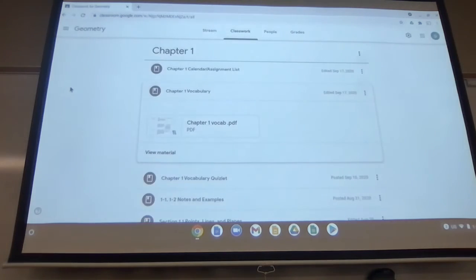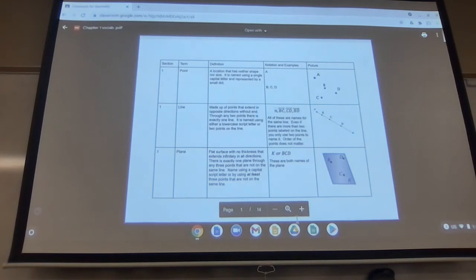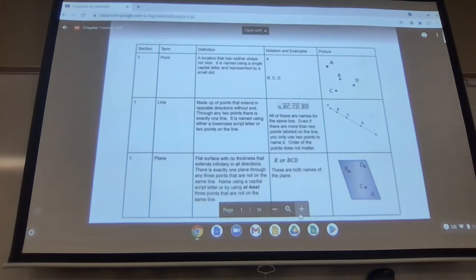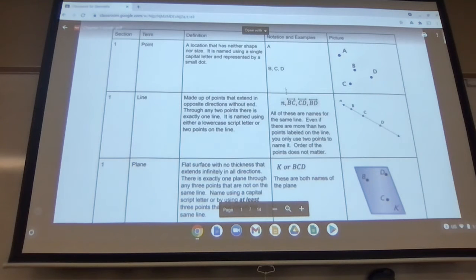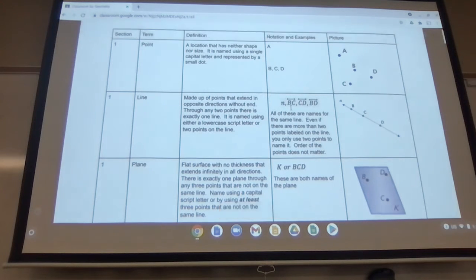Now you'll notice for the symbol over here, we're going to use 2 letters to name the line. Those 2 letters are going to be 2 points that are on the line. Pick any 2 points on the line. And then the symbol is just a line with arrows on both ends. Those 2 arrows show that the line keeps going forever and extends infinitely.